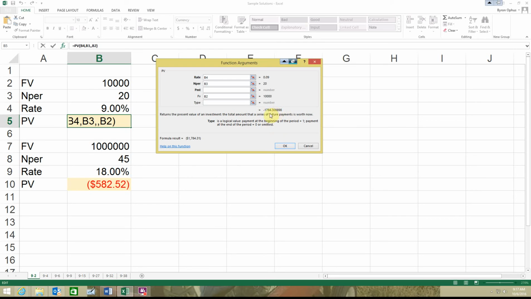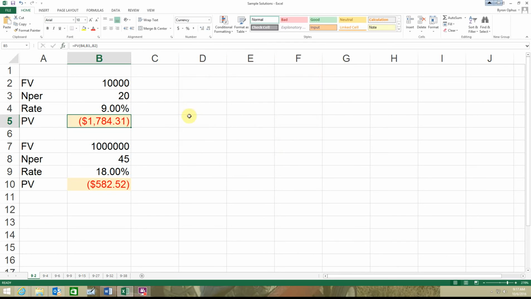Okay, and you'll see it tells us what our answer is, and it says it's going to be minus $1,784. The way I like to look at that is that's what I'd have to take out of my pocket. Why they do the minuses and the pluses, I'm not 100% sure, but this is what I'd have to take out of my pocket and invest today if I wanted to have $10,000 in 20 years earning 9% interest.